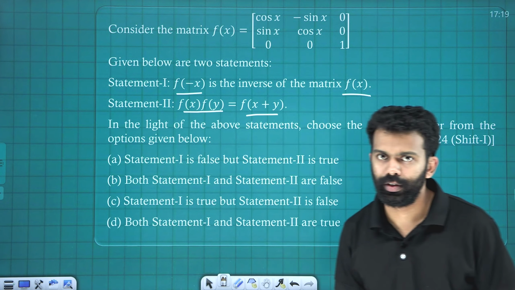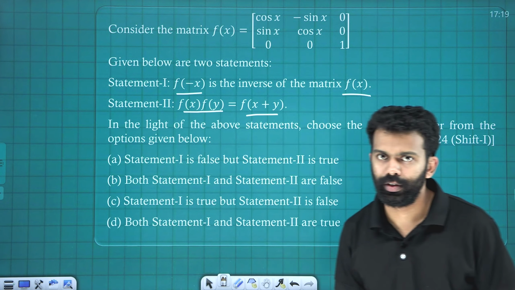So this one is easy. f of x is given. It's easy to find f of y. Just substitute y for the variable x there, multiply it, and cross check if it is equal to f of x plus y or not. But for the first one, what do you need to do?